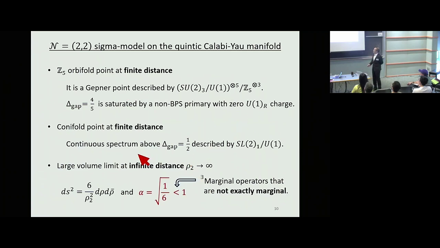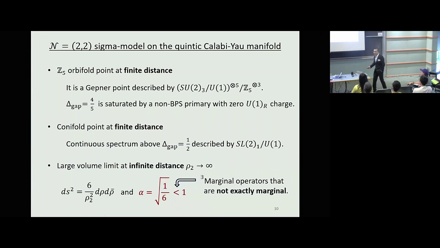There is a conifold. The conifold is a very interesting point, and it's again a finite distance singularity in the moduli space. And it's also interesting because there is a continuum coming down at the conifold point, but the continuum stops at 1/2, doesn't go all the way to 0. And this continuum is described by this SL(2,R) Kazama-Suzuki type model. And so this is a finite distance example.